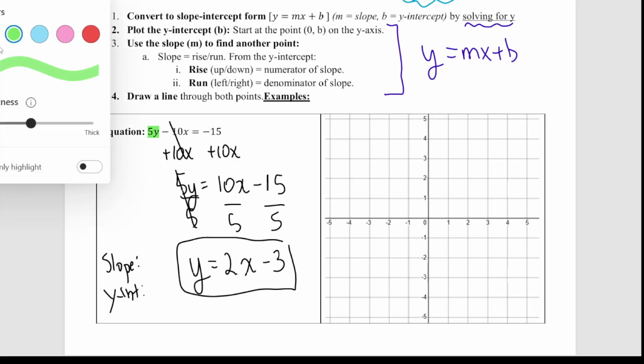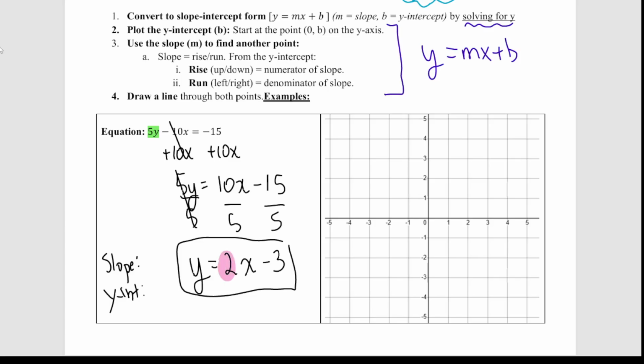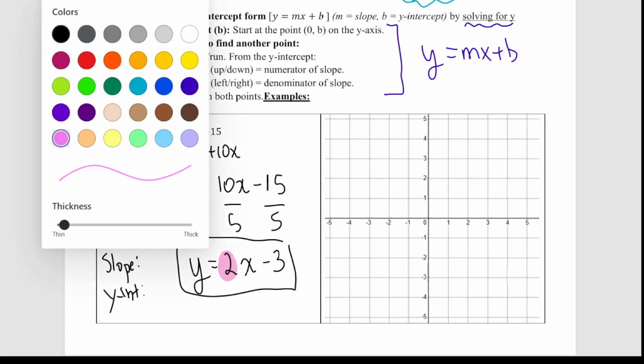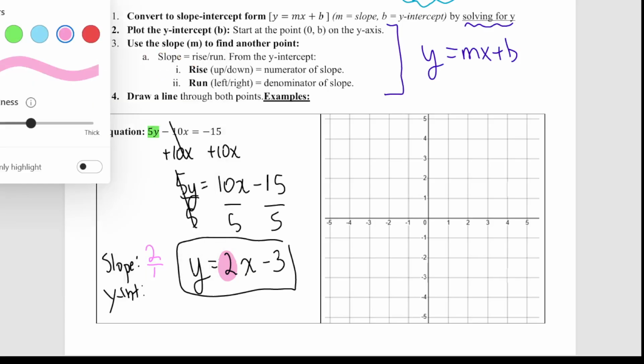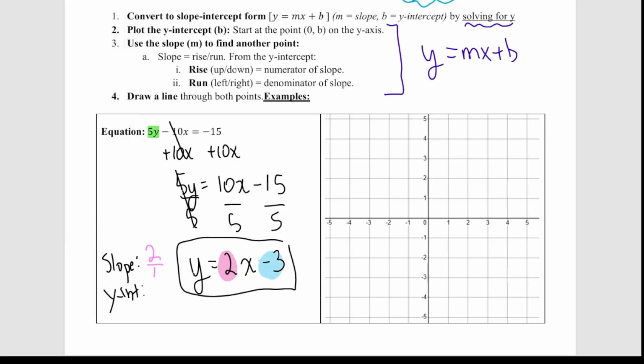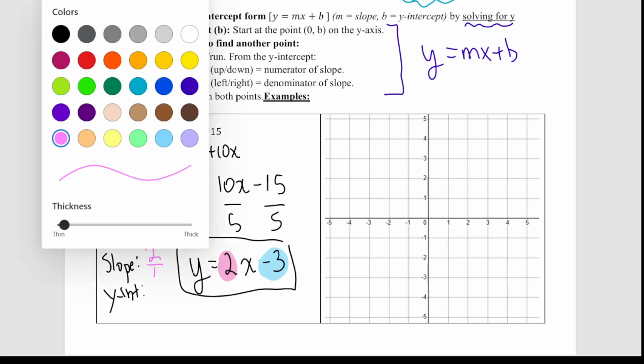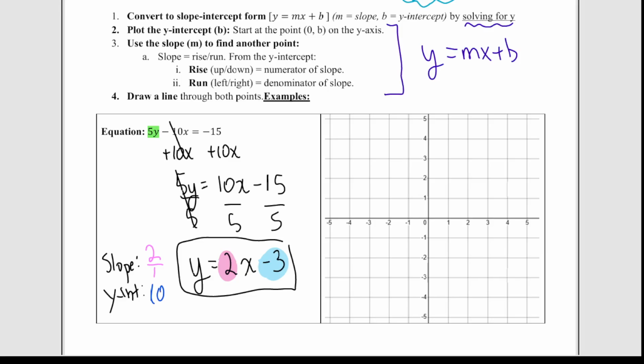In particular, my slope is going to be the number being multiplied by x, in this case 2. So my slope would be here 2, which is secretly 2 over 1. And then our y-intercept is going to be the number being added or subtracted by itself, because if I plugged in 0 for x, that's all I would be left with. So in this case, my y-intercept would be at the point (0, negative 3), because that minus is indeed attached to that y-intercept.